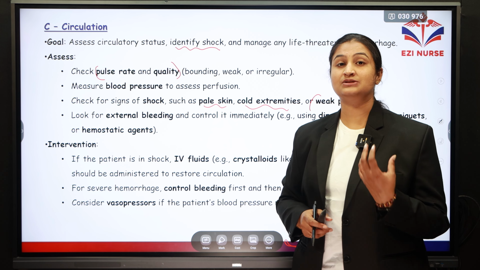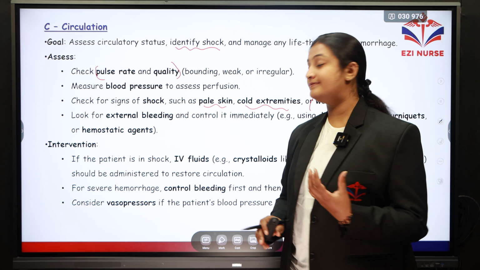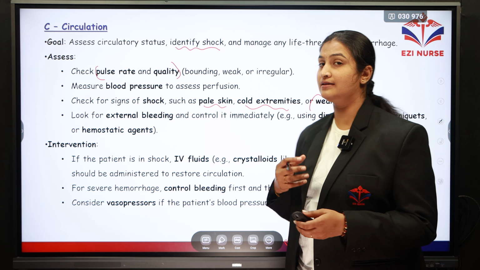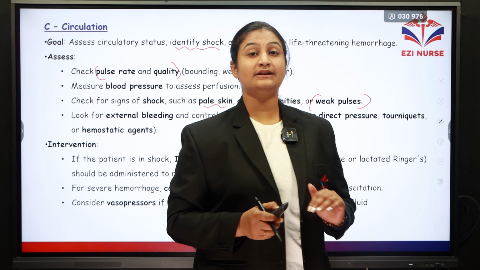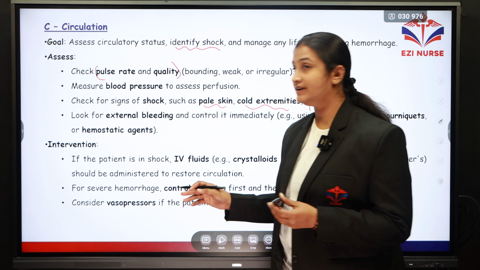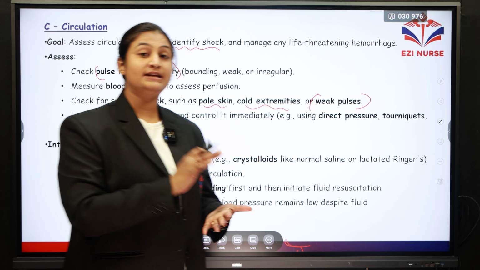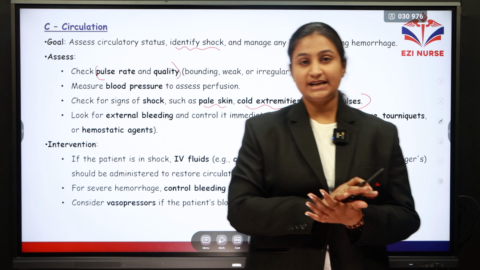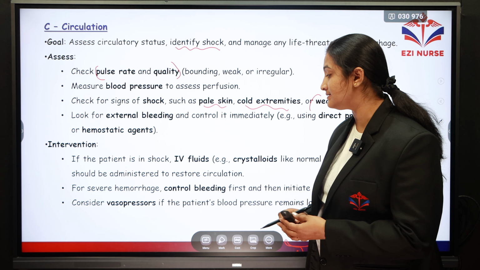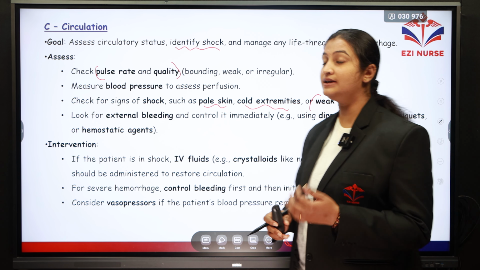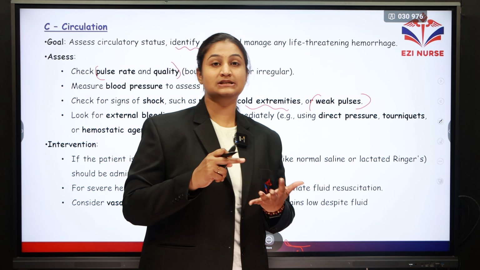Next, what are the interventions? If the patient is in shock, we have to give IV fluids, that is crystalloids, like normal saline, or even Ringer's lactate. For severe hemorrhage, try to control the bleeding. As mentioned before, you can apply direct pressure wherever the bleeding is happening. Then consider vasopressors if the patient's blood pressure remains low. So these are the things you have to take care of in circulation and breathing management.